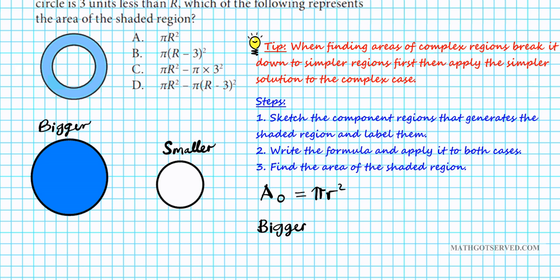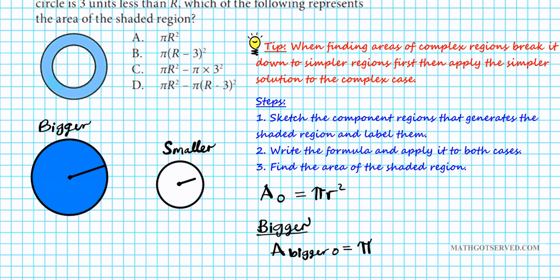So for the bigger circle, the area of the bigger circle is pi r squared. Now the question is, what is the radius of the bigger circle? So let's say this is the center. We need to label the radius. Oh, we skipped a step. We're supposed to label this first. So let's go ahead and label the radii of these two figures right here.